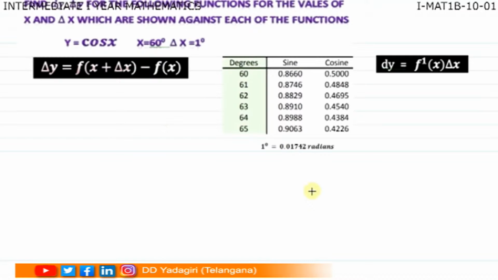Next problem is to find the dy and delta y. The function is given. Y is equal to cos x. This is equal to f of x. This is given. And x is 60 degrees, delta x is 1 degree, so x plus delta x is 61 degrees.